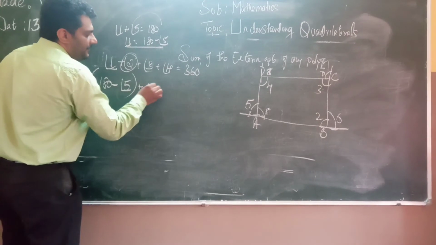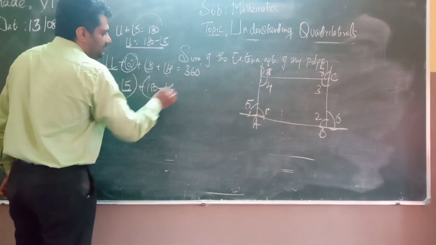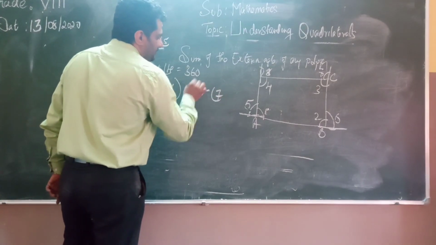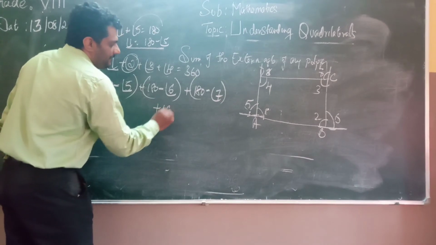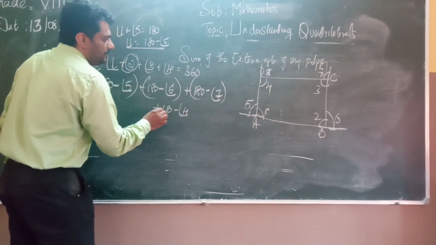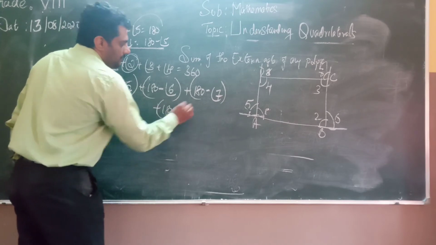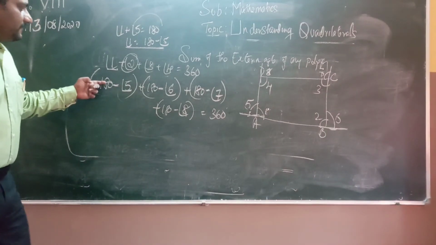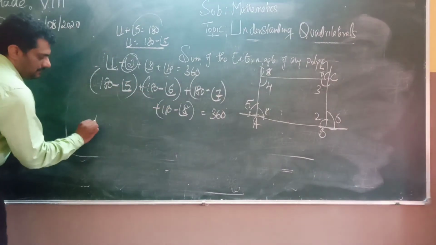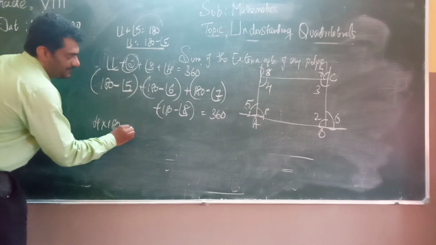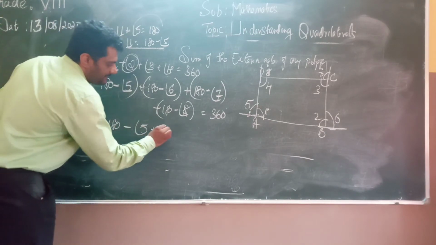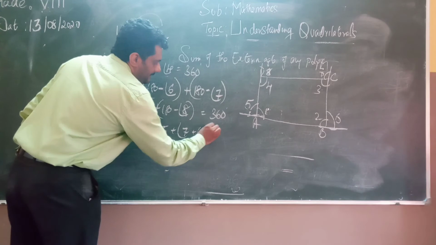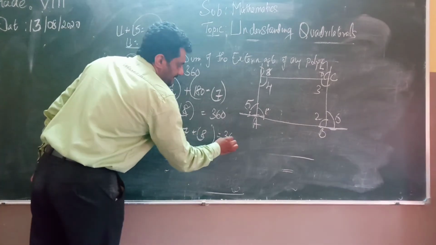Similarly, 180 minus angle 6. Similarly, 180 minus angle 7. Similarly, 180 minus angle 8 is equal to 360 degrees. Correct? How many 180s we have? 1, 2, 3, 4. 4 into 180 minus angle 5 plus angle 6 plus angle 7 plus angle 8 is equal to 360.